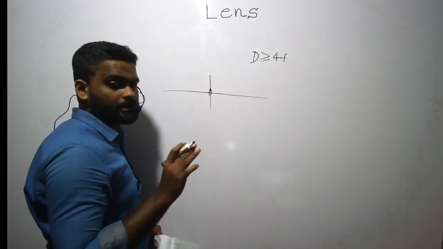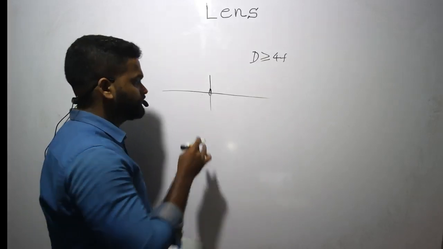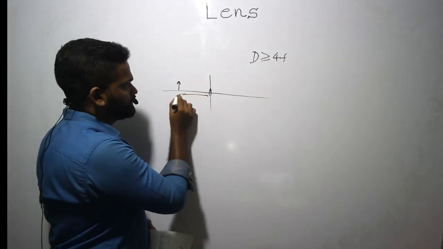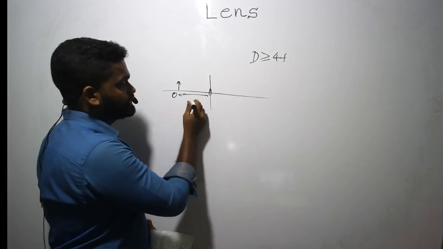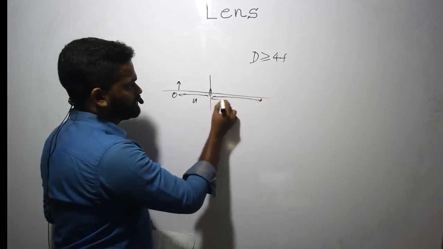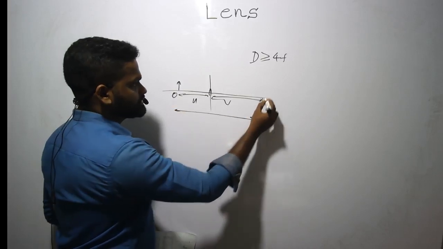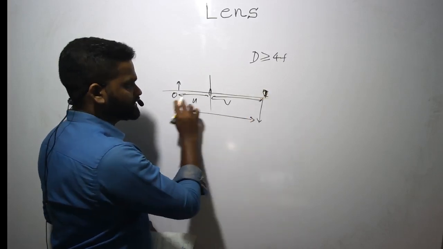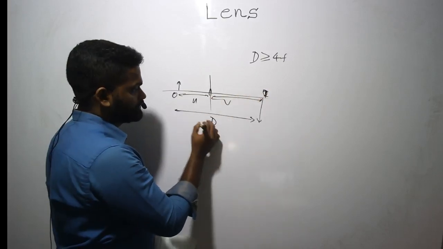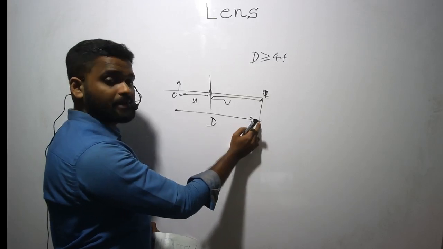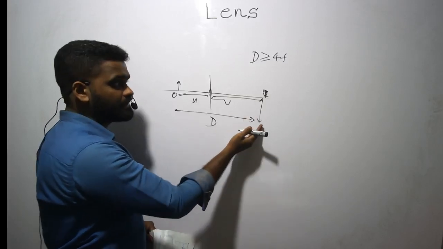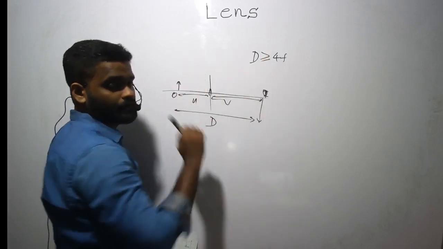So here I'm only talking about a convex lens. So you have the object here, U, then the image here. The distance between the object and the image, that is what we call the capital D, right? The requirement is capital D has to be greater than or equal to 4F.